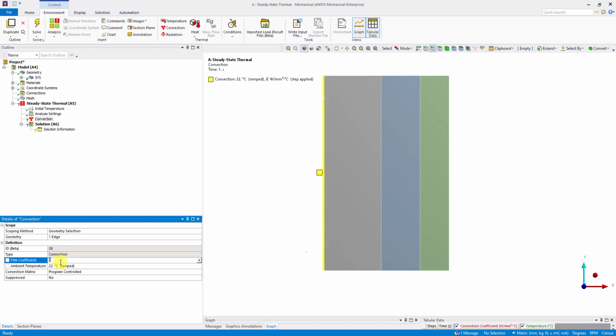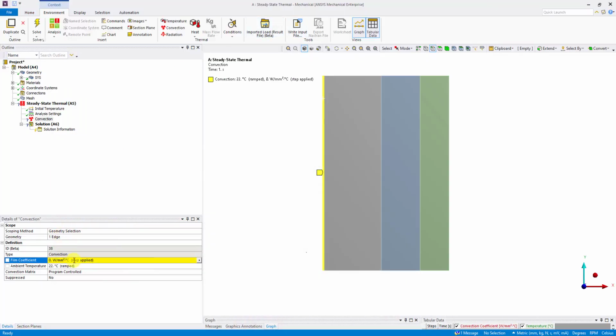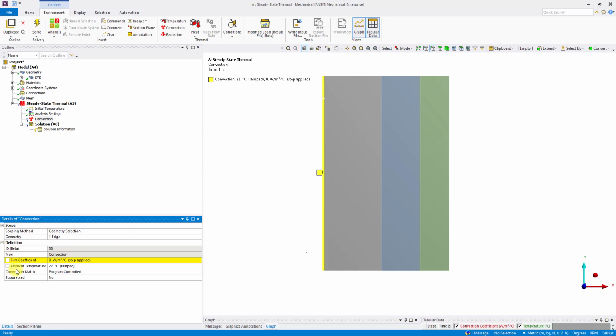So convection, film coefficient is 30 watt per meter square degrees Celsius. It's in mm here. Let me change the unit to meters. So it's 30 watt per meter square degree Celsius, and temperature of gas is 800 Celsius, right?